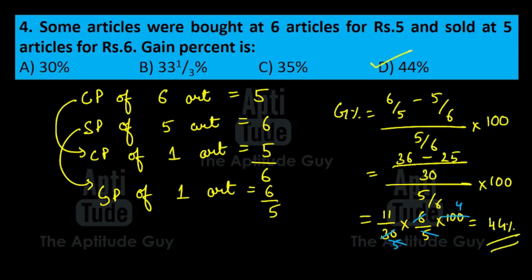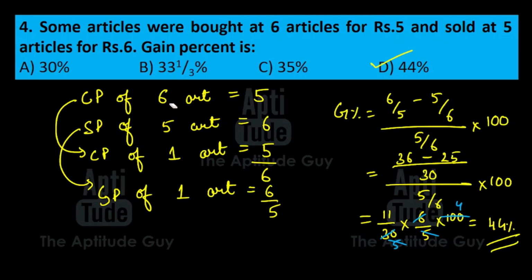Answer is option D. Now some of you might have found the LCM of 6 and 5 right here itself. So instead of finding the cost price and selling price of 1 article, you might have found the cost price and selling price of 30 articles.